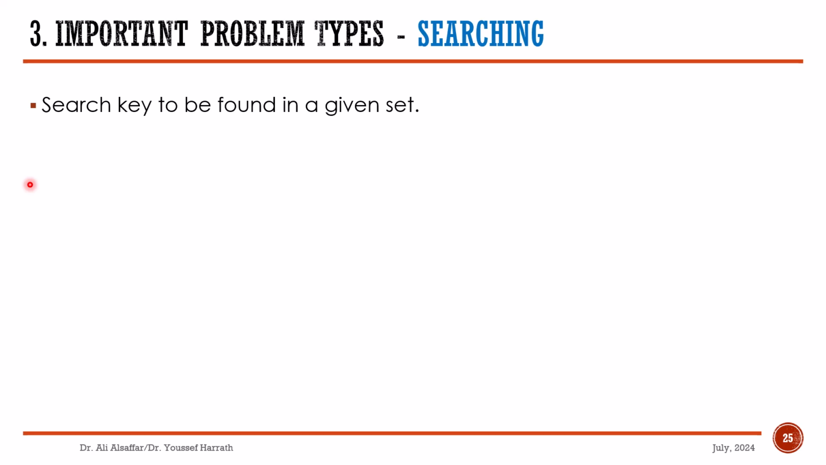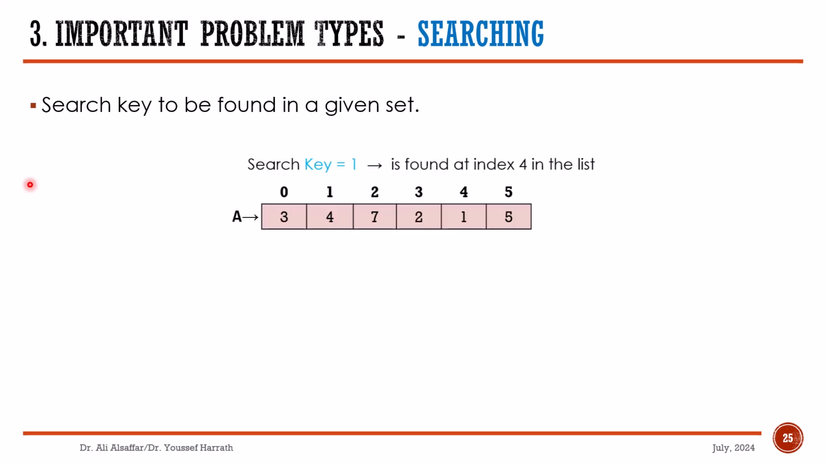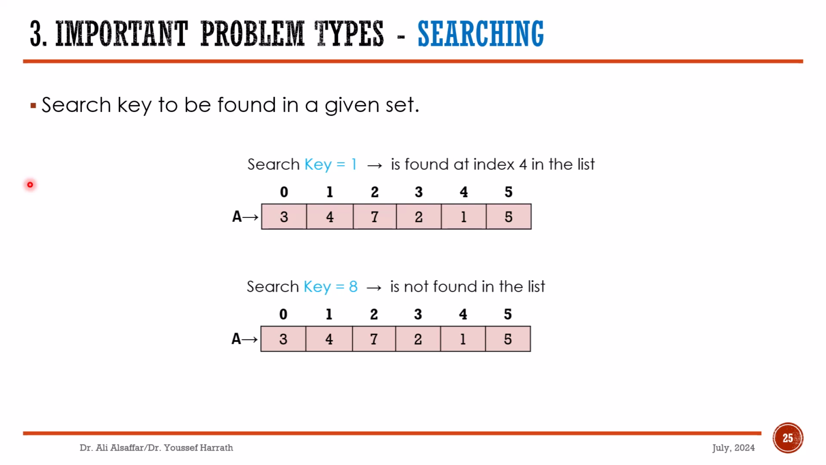The next important problem in algorithms is the searching problem. The searching problem deals with finding a given value in a given set. And this value is called the search key. To look for a key in a set, we have 2 cases. Either the key is found in the set or it is not found. If the key is found in the set, then its position or index in this set is retained by the algorithm.